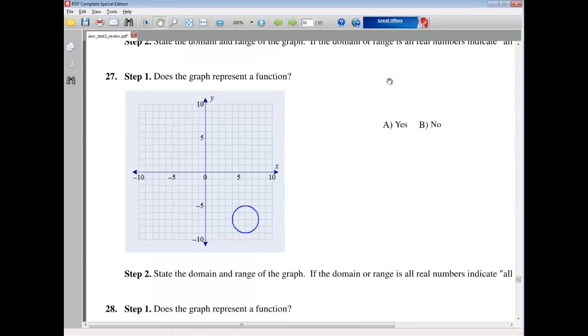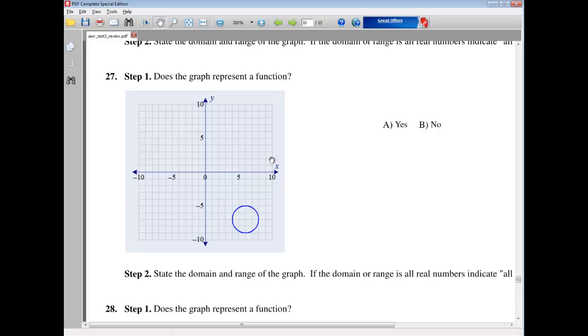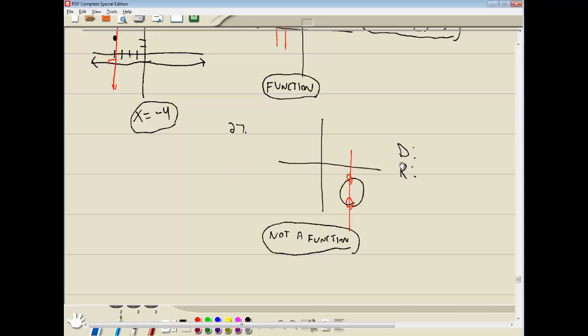Okay, let's take a look at number 27. It says, does the graph represent a function? Well, if I draw a vertical line here, I see I get 2 or more intersections. And it says if any vertical line intersects your graph at 2 or more places, it's not a function. So this is not a function. That does not necessarily mean it does not have a domain and range, though. So let's talk about that.